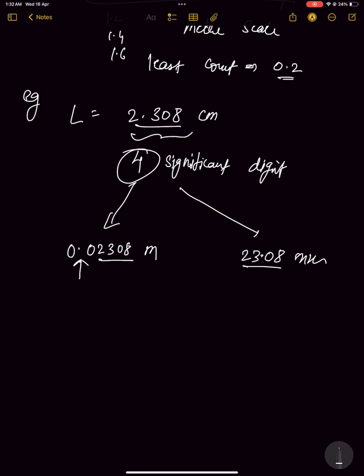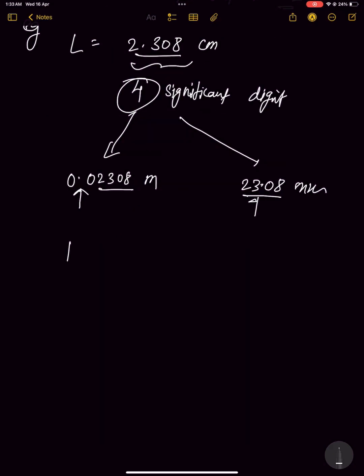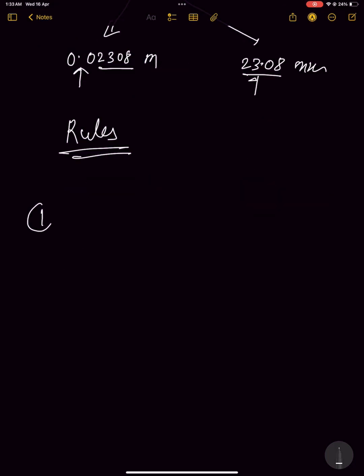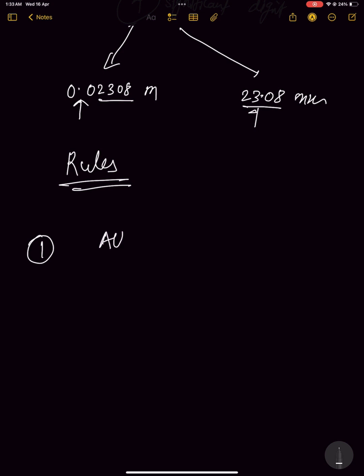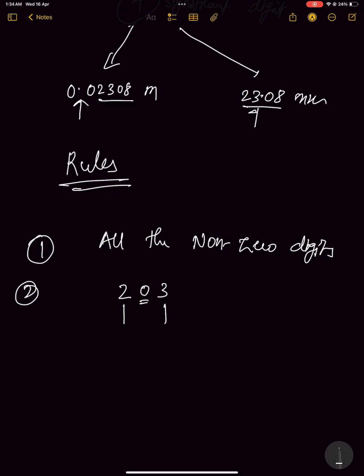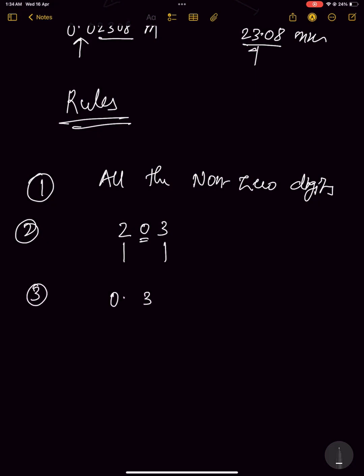Okay. So if the decimal point is shifting, it doesn't mean it will change the number of significant figures. What are the rules? All the non-zero digits are significant. So let us talk about rules. So rule number 1 is all the non-zero digits are significant. Non-zero, these are significant. All the zeros between two non-zero digits are significant. If the number is less than 1, let's say 0.3, the zeros on the right of the decimal point but to the left of the first non-zero digit are not significant. So let's say this 0 is not significant.